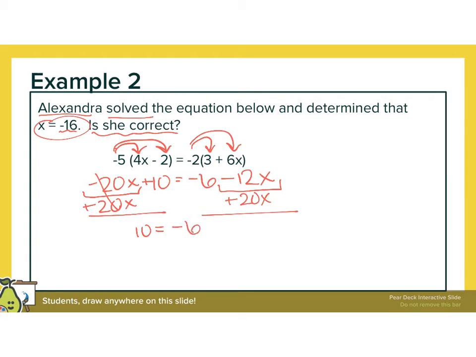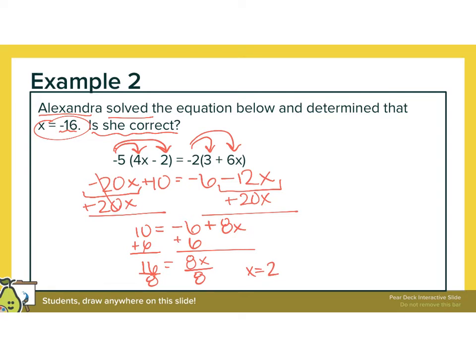Negative and positive are opposite, so I'm going to subtract. 20 minus 12 is 8x, and I have more positives. Now I need my constants on the other side. So I've got to get rid of this negative 6 by adding. So 16 equals 8x. Step 5, isolate the variable by dividing. So x is 2.